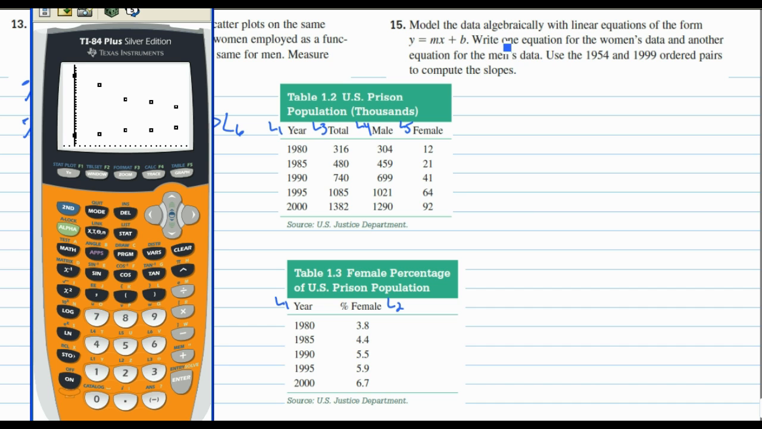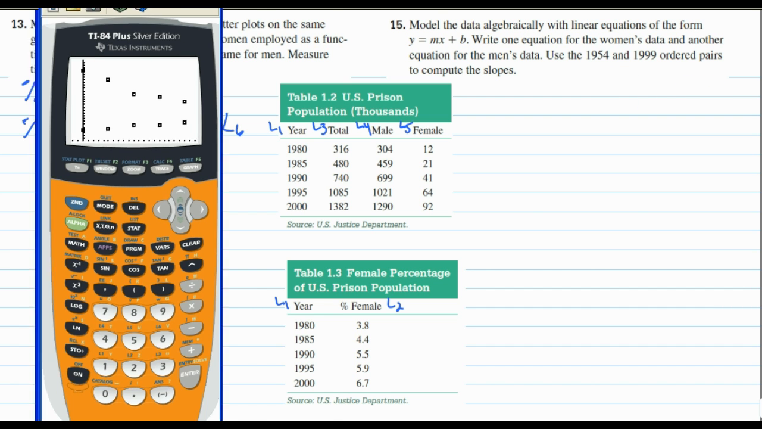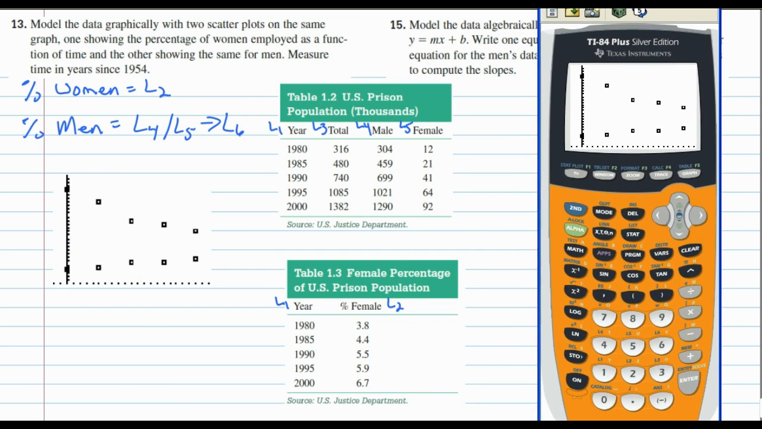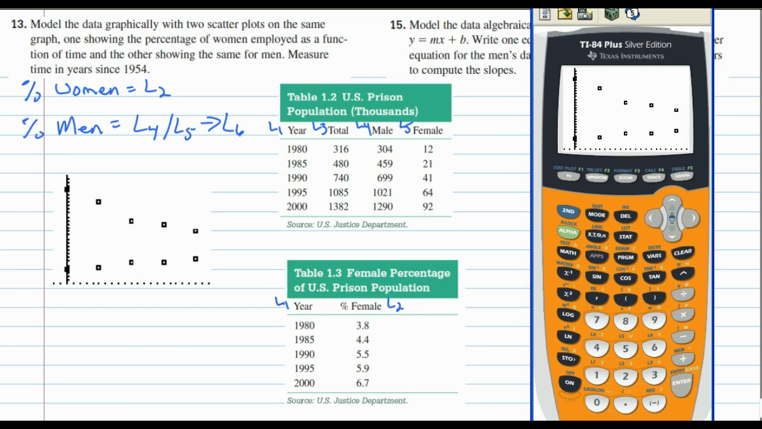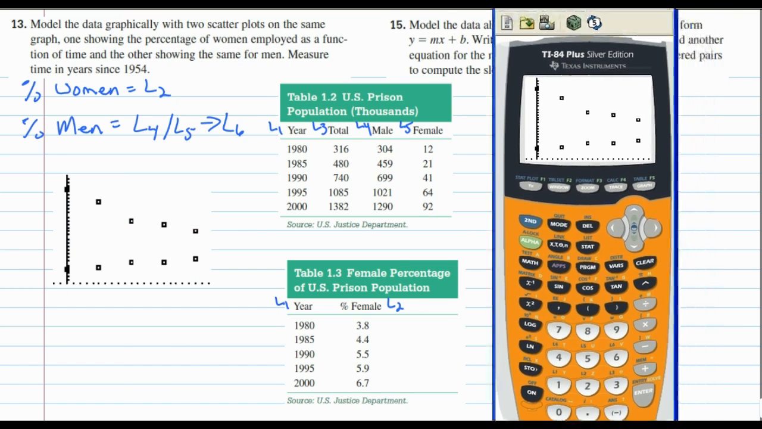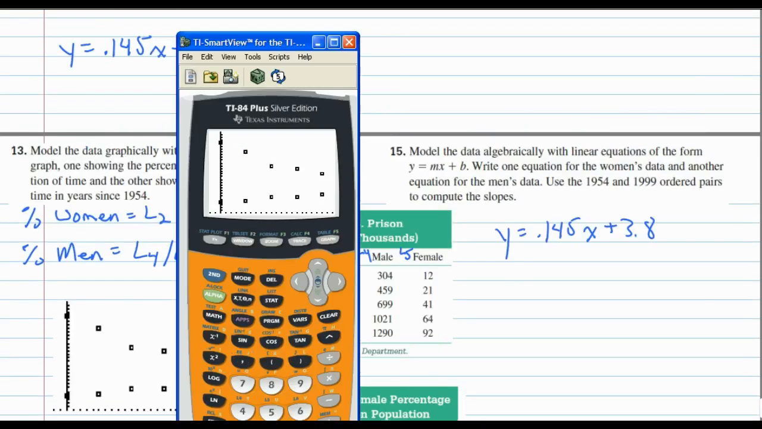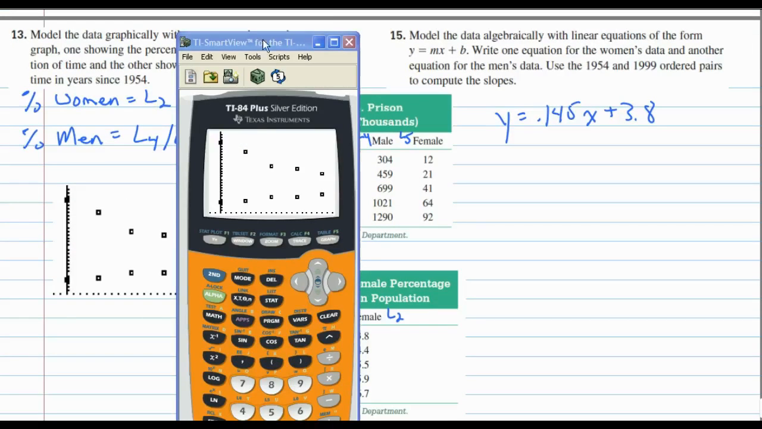Number 15 wants me to model the data algebraically with linear equations of the form y equals mx plus b. Write one equation for the women's data and another equation for the men's data. Use 1954 and 1999 ordered pairs to compute the slopes. Well, luckily for us, we already did that in example 5 for the women. Now we need to work on the men.